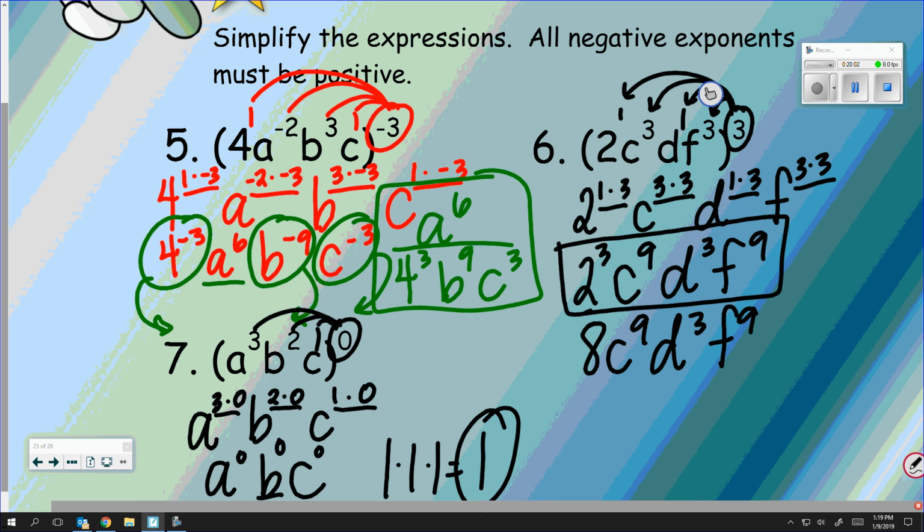Okay, you're just going to find out that it is 1 because anything raised to the 0 power is 1. Okay, remember that you do have a quiz tomorrow.